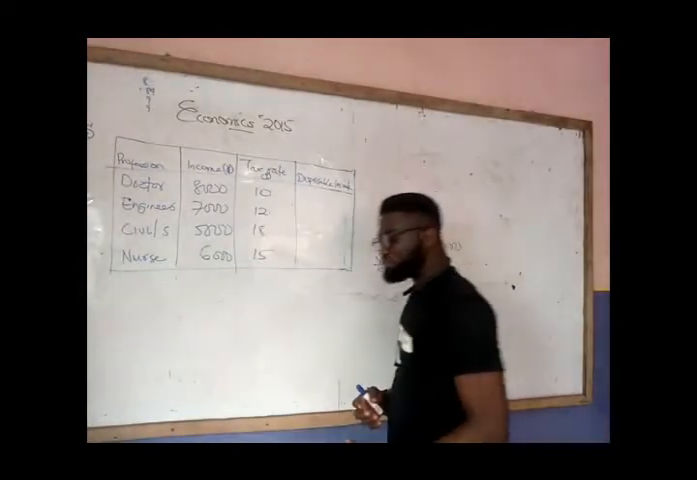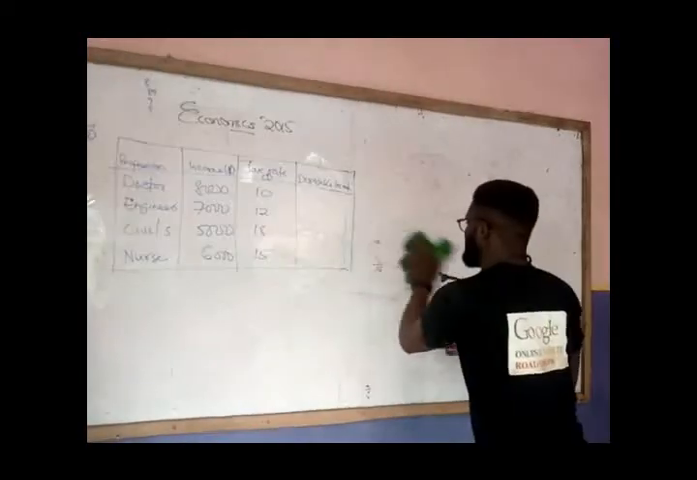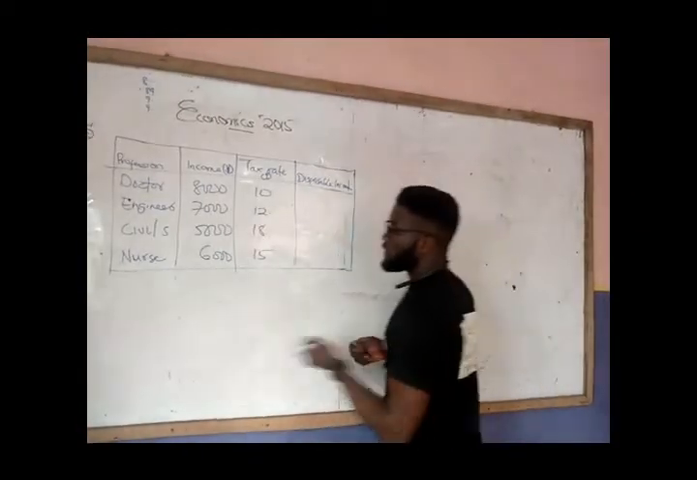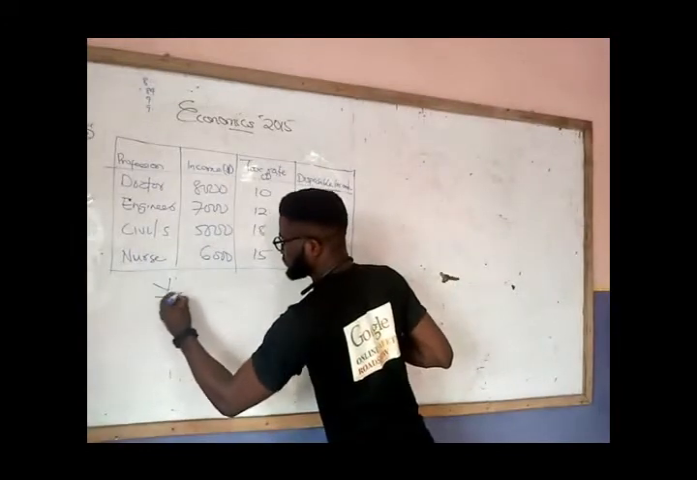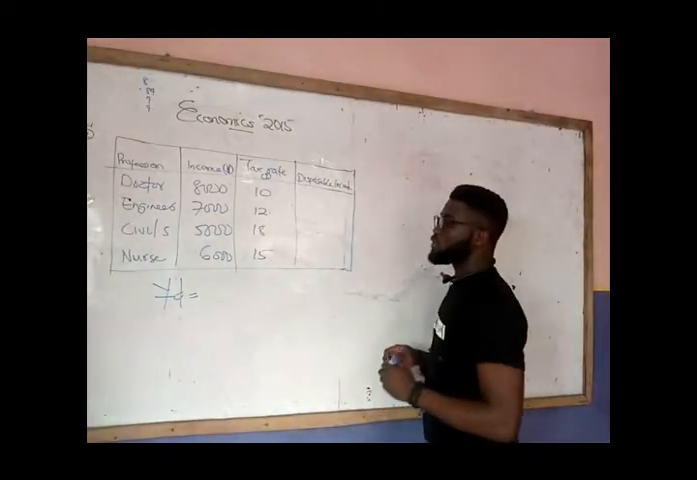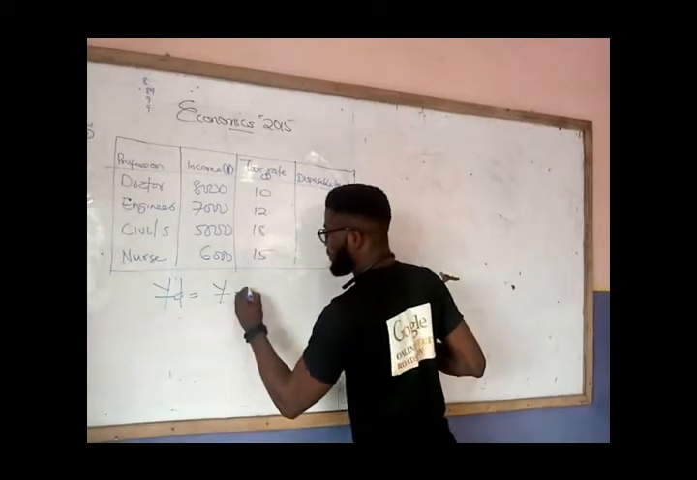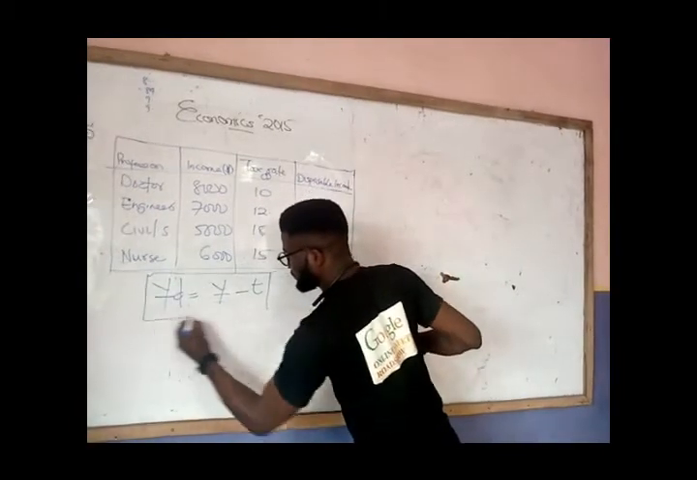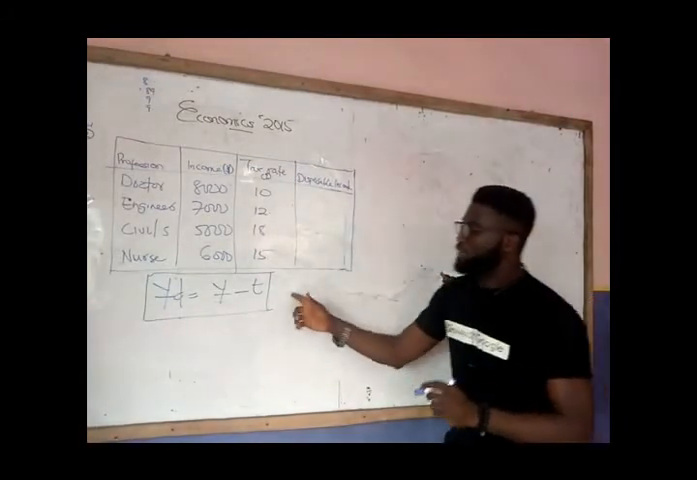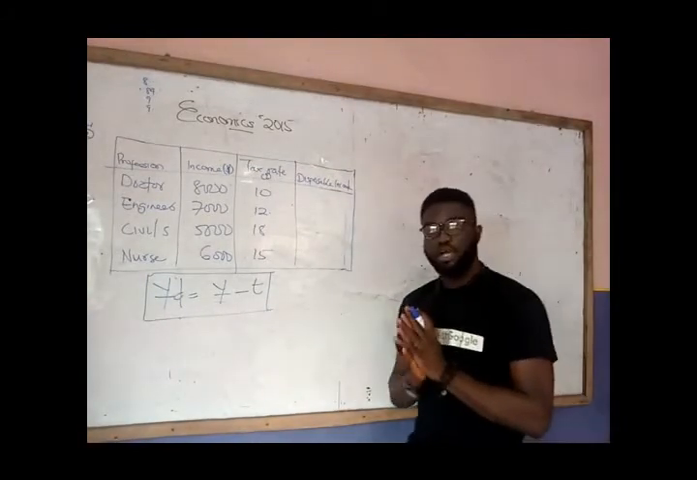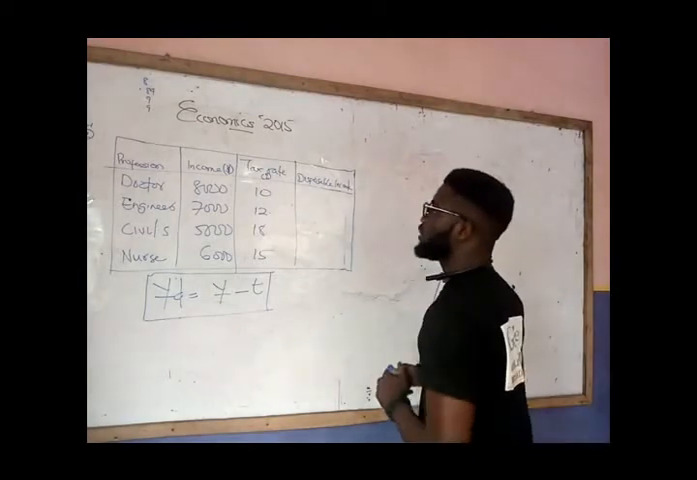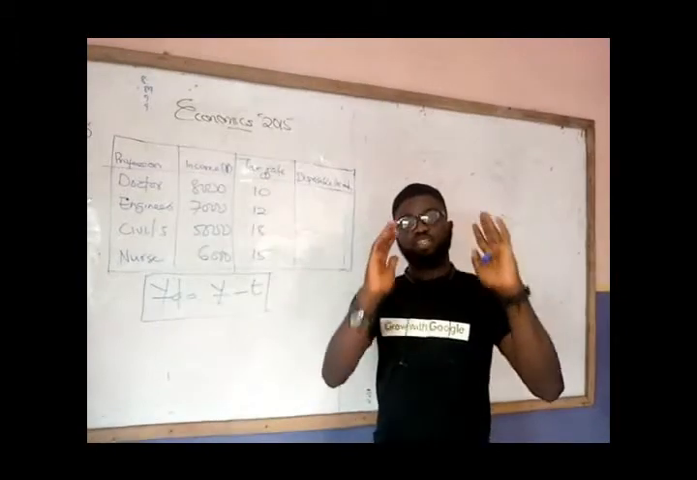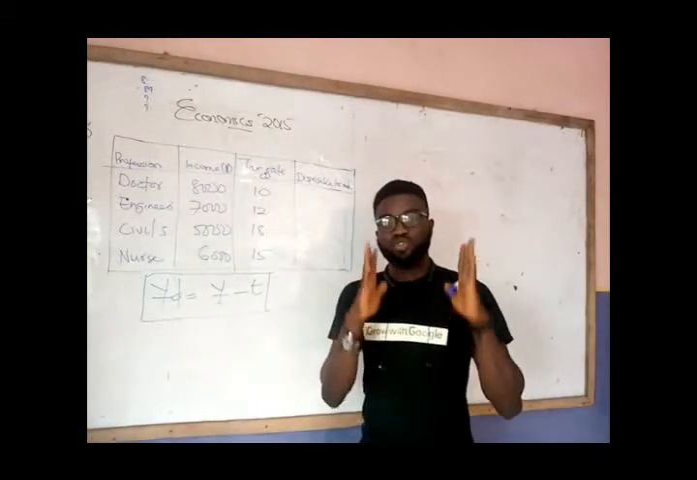So now, how do we calculate our disposable income? To calculate your disposable income, it is income minus tax. Income minus tax. So this is how you calculate your disposable income. So the first one, how do we calculate this? I'm going to do 2 out of these, then you do the remaining 2, then send to the WhatsApp platform.